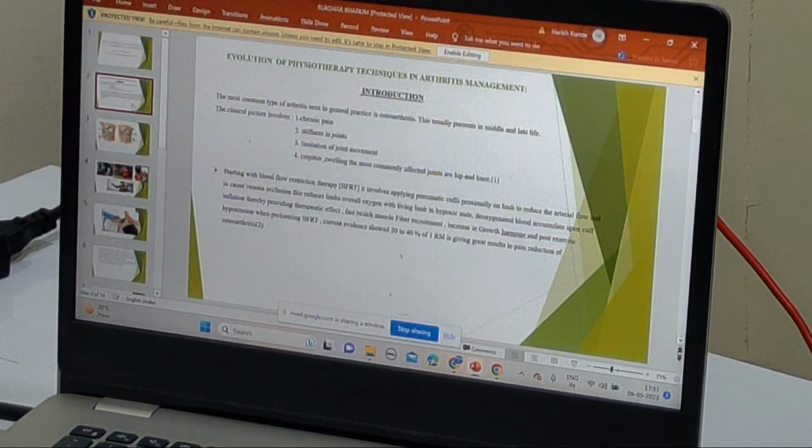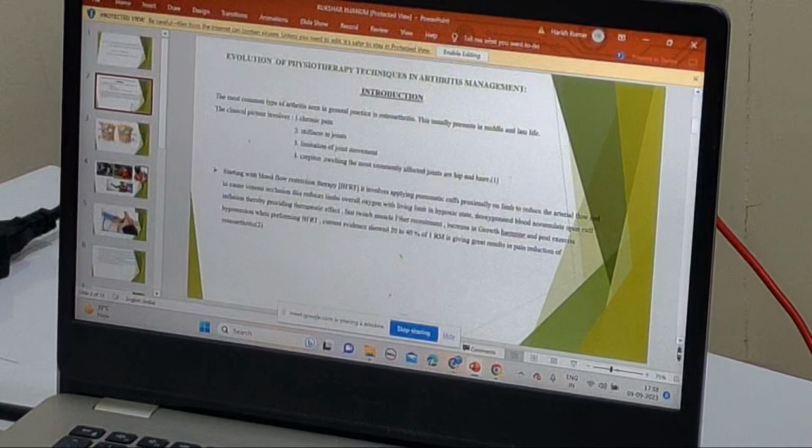Introduction. The common type of arthritis seen in general practice is osteoarthritis, and it is usually present in middle and late life. The clinical picture of osteoarthritis involves chronic pain in joints, stiffness, limitation of joint movement, crepitus, and swelling. Most commonly affected joints are the hip and knee joints.